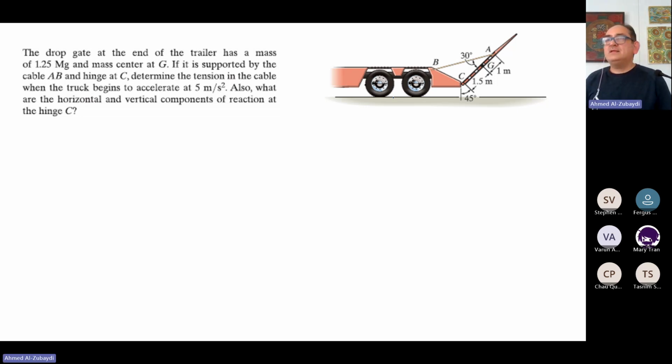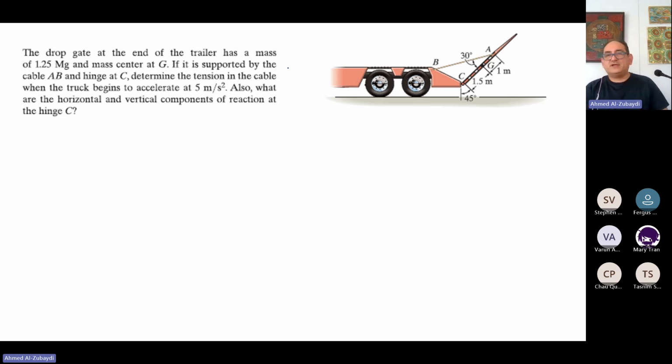C. The drop gate at the end of the trailer has a mass of 1.25 megagram. Just remember that megagram means millions of grams, so you divide by 10 to the power 3 to find how many kilograms. The mass center is at the point G. If it's supported by the cable AB and the hinge at C, what will be the tension in the cable when the truck begins to accelerate at 5 meters per second squared? Also, what are the horizontal and vertical components of the reaction at the hinge C?